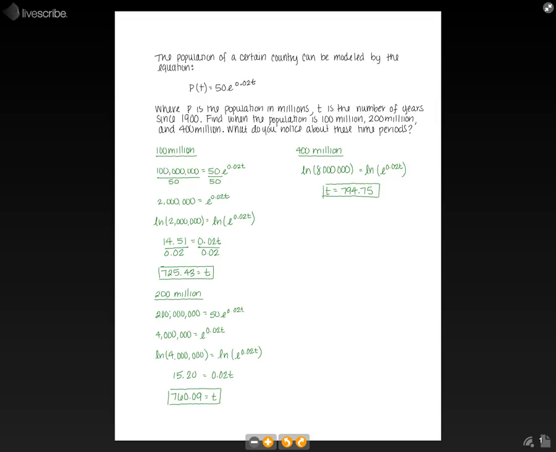Alright, the last question asks, what do you notice about these time periods? It takes us 725 years to get to 100 million people. Then it only takes about 35 more years to get to 200 million people at 760 years. And after that, it only takes about 35 more years to get to 400 million people, which would be at 794 years. The best way to represent this visually is to graph it. So let's sketch a graph here.